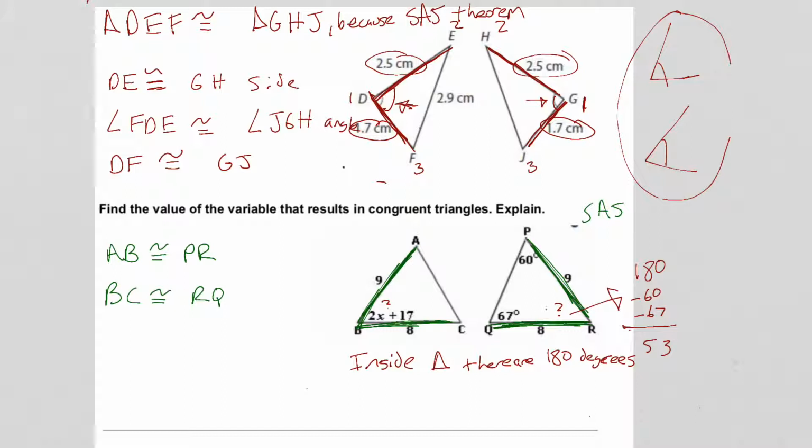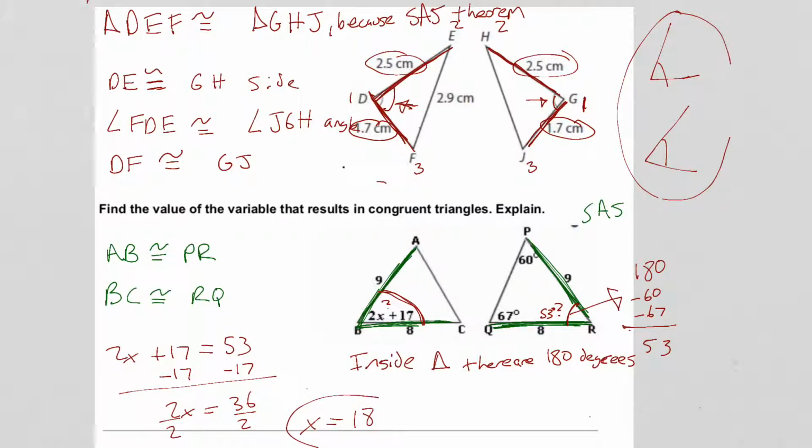So if this is 53 degrees, and this angle and that angle are supposed to be the same, how much is x? Well, let's find out. 2x plus 17 is equal to 53. Subtract 17 from both sides. 53 minus 17 is 36. So 2x is equal to 36. Divide both sides by 2. X is equal to 18 degrees. So that's that example.